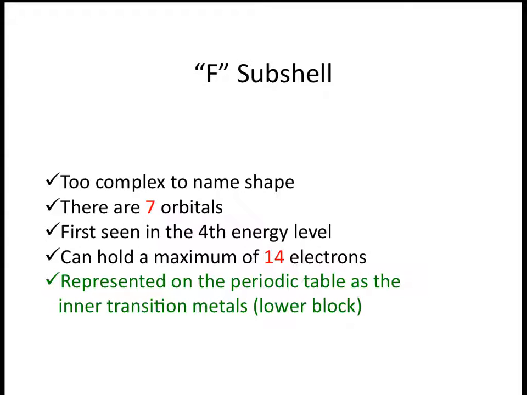The last set of sublevels we need to talk about are the F sublevels. They're too complex to actually give a name to the shape. There are 7 orbitals. Each orbital holds 2 electrons to get a maximum of 14 electrons. And in the periodic table, the first time you'll see them is in the 4th energy level.